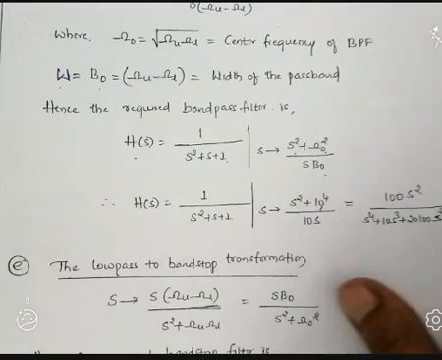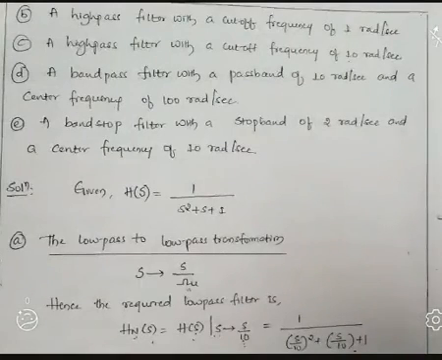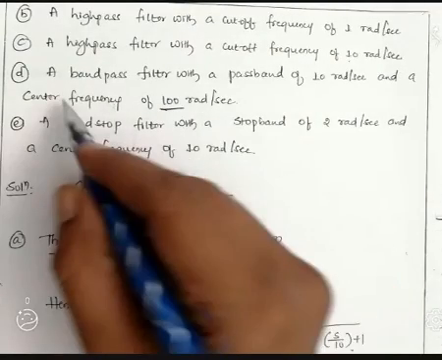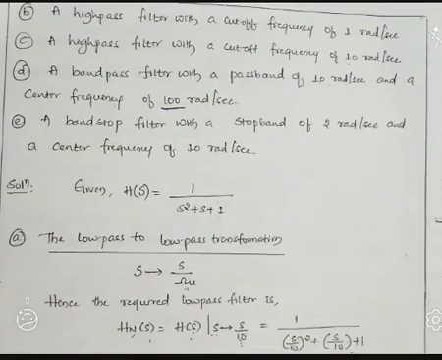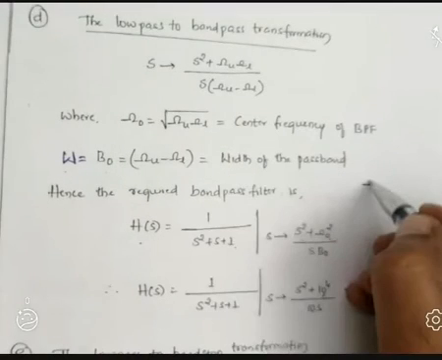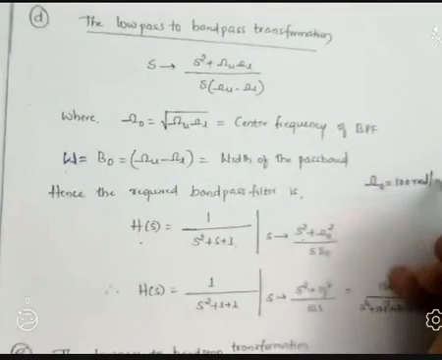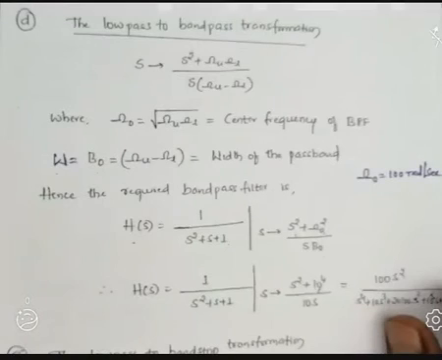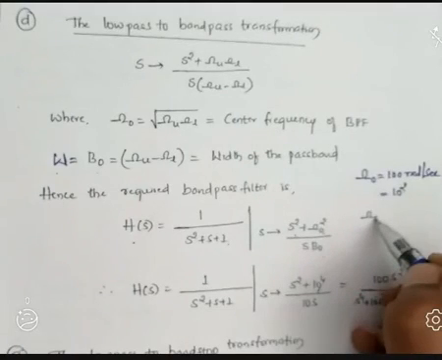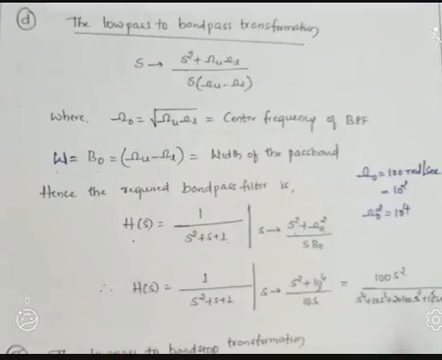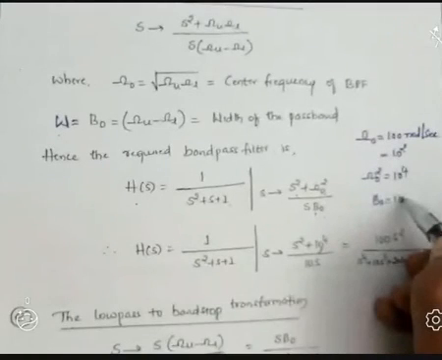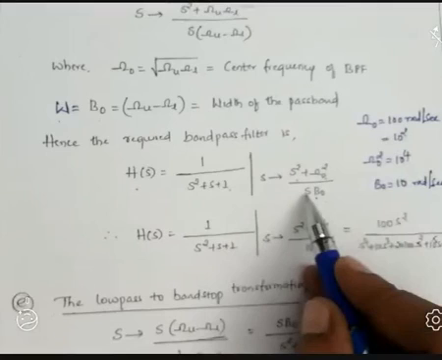First we will see the center frequency. The center frequency is given as 100 radians per second, and the pass band is 10 radians per second. Substitute here. Omega naught is equal to 100 radians per second, hence omega naught square equals 10 to the power 4. Next, B naught is given as 10 radians per second. Hence s into 10 becomes 10s.